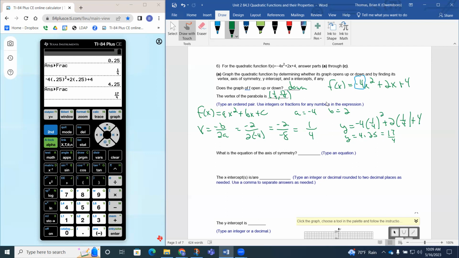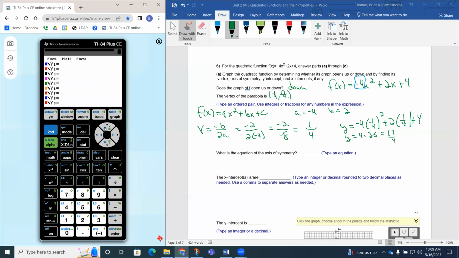Now, again, I can also type y equals into the calculator and type in -4x squared plus 2x plus 4. If I graph that, notice how it does open down. And the vertex does look kind of not quite at 1. So if I hit the trace button, I don't need a second button, just trace. Notice that that's telling me around 0.30, 4.23, which is really close to what we had.